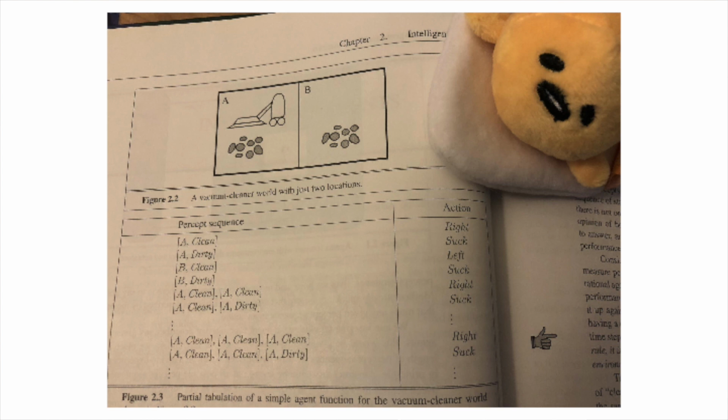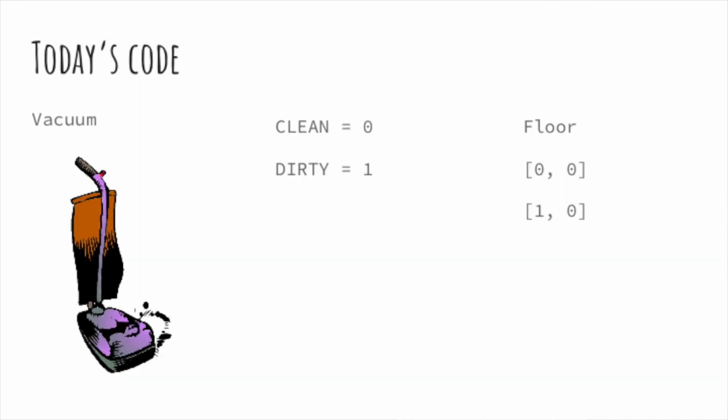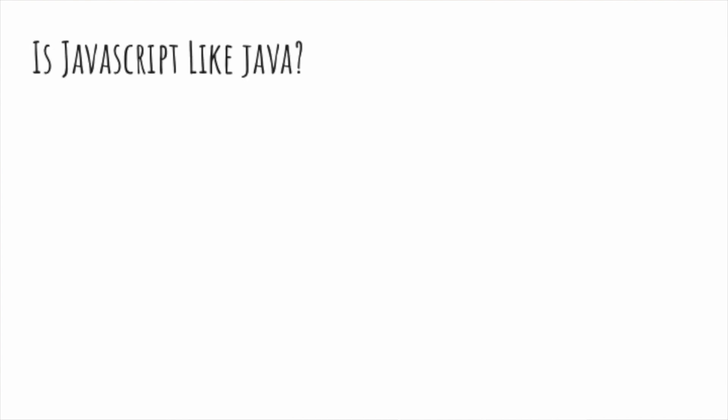But back to Russell and Norvig. So here's a photo of the vacuum. And this is from chapter 2. At this point, we're just going to be looking at a subset of this code. I want to be sure everyone's on the same page, and we all have different experiences with languages and things like that. So now you know where this comes from, and we can ask the question, is JavaScript like Java?